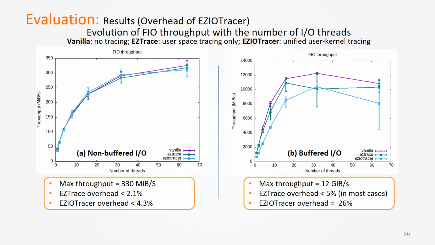For buffered IOs, in the right figure, we observe that the throughput increases quickly and reaches its maximum of about 12 gigabytes per second with 16 threads. The instrumentation overhead of the user space tracer, EZIOTrace, is less than 5% in most cases, whereas for EZIOTracer, the kernel tracer, the overhead is about 26%.